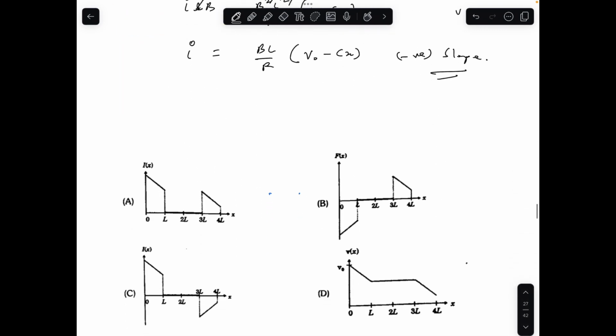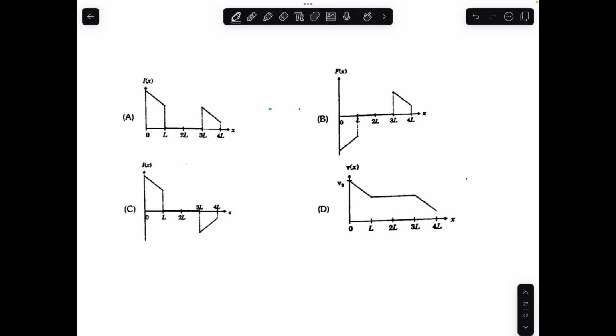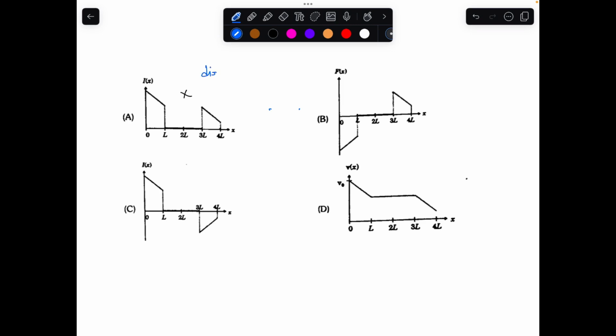Okay, we know. So if I try to analyze the graph, the first graph is wrong. Why wrong? Because when the loop is coming out, the direction of current should change. Direction of I will change, because initially the flux is increasing and when it is coming out, flux is decreasing. So direction of current should change, to oppose the change. So option C is correct.